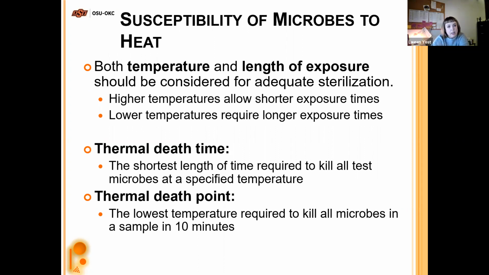Temperature and length of exposure should be considered for adequate sterilization. A higher temperature will allow for a shorter exposure, obviously. Thermal death time is the shortest length of time required to kill all test microbes at a specific temperature, whereas thermal death point is the lowest temperature required to kill all the microbes within 10 minutes of exposure. So thermal death time is the shortest length of time, and thermal death point is the temperature. Know the difference between those.